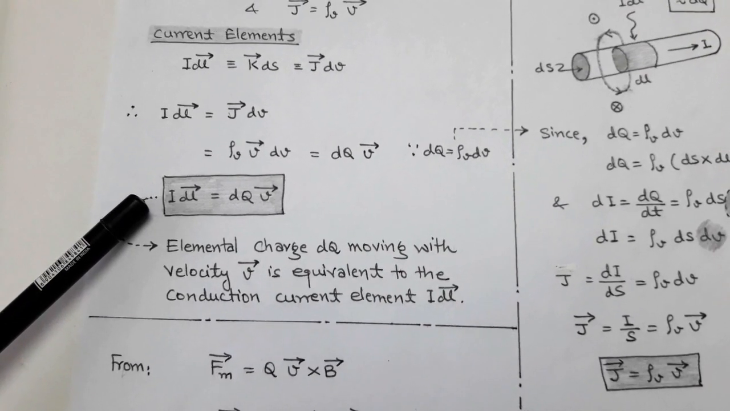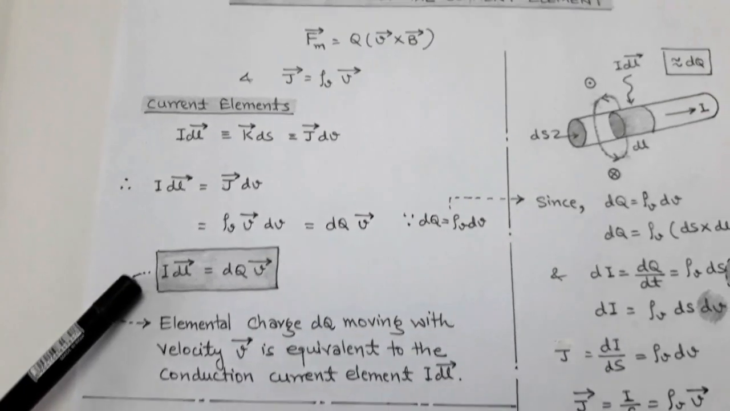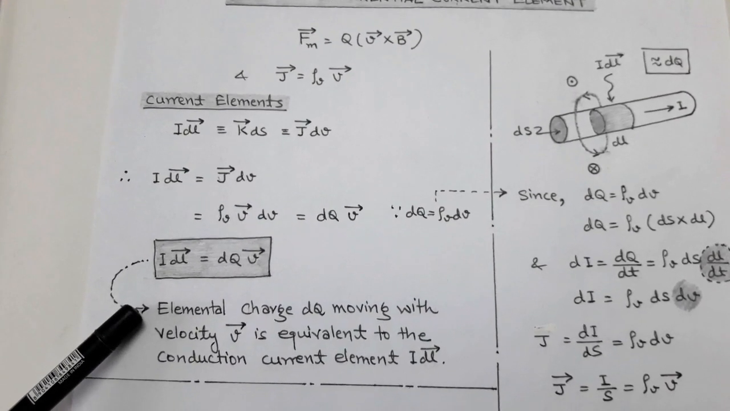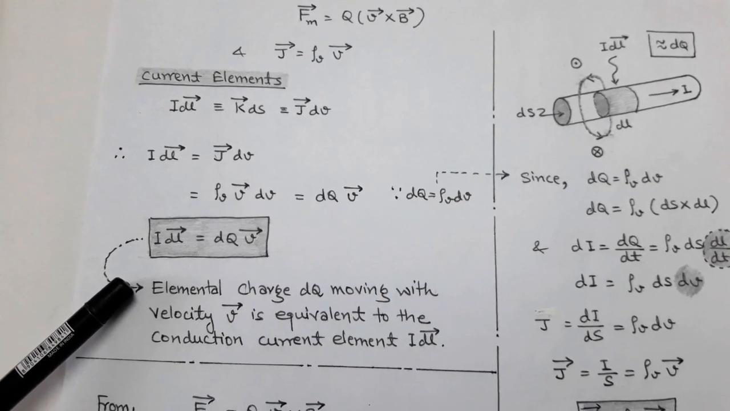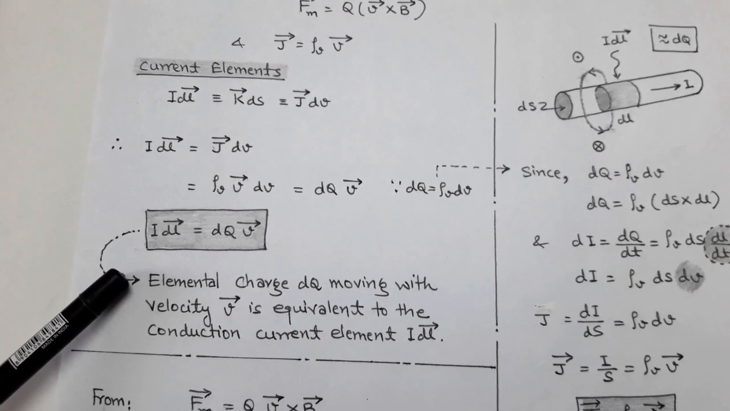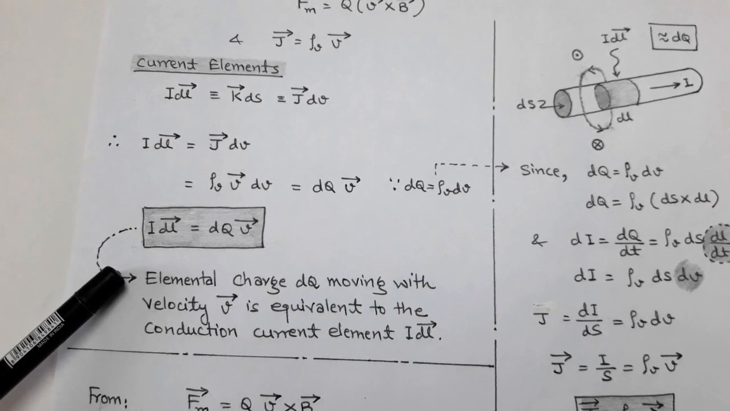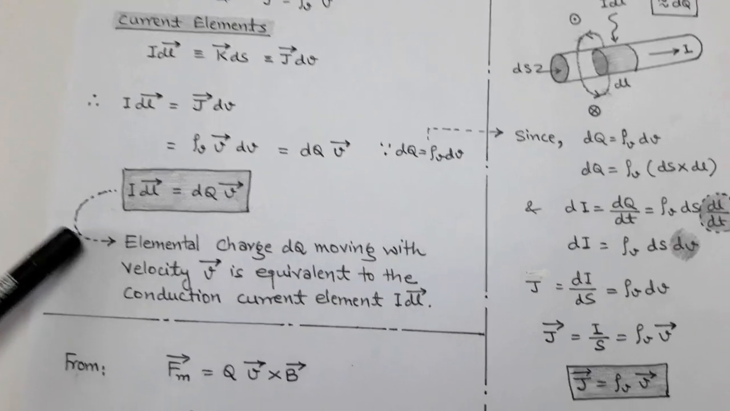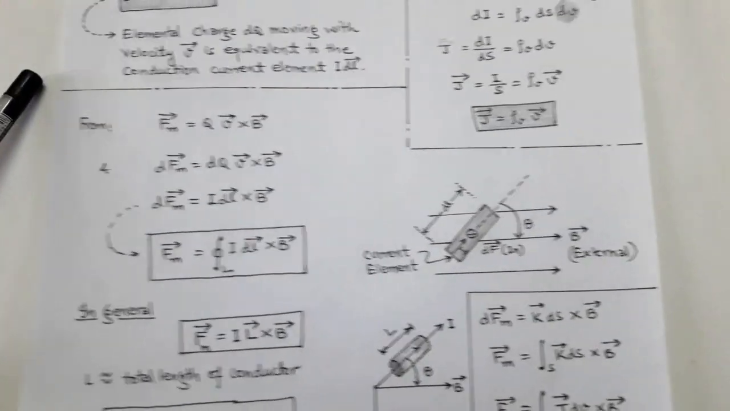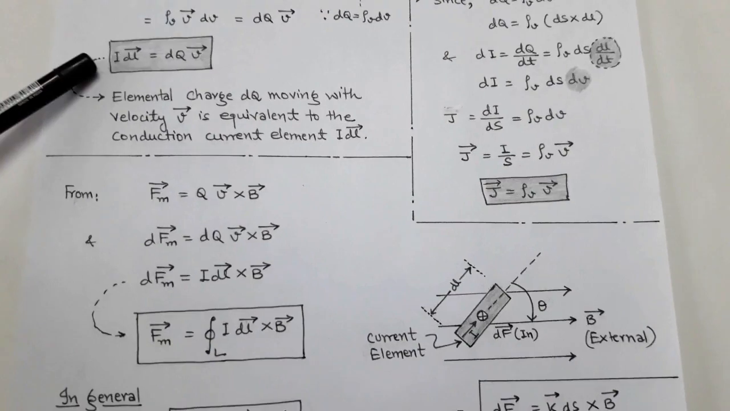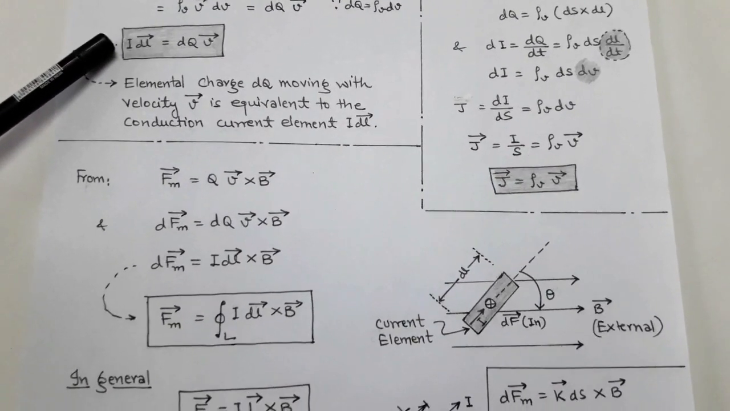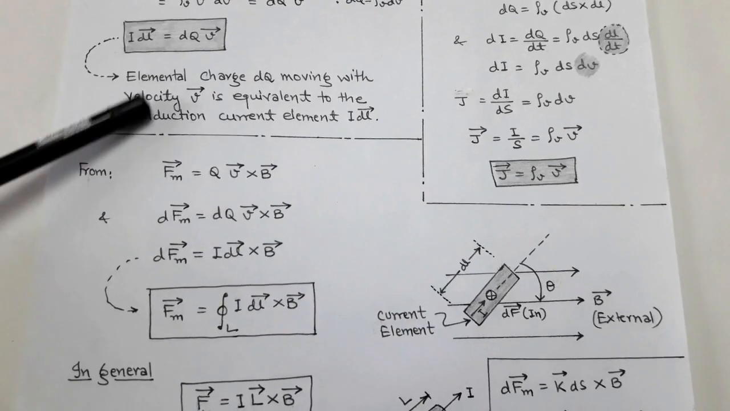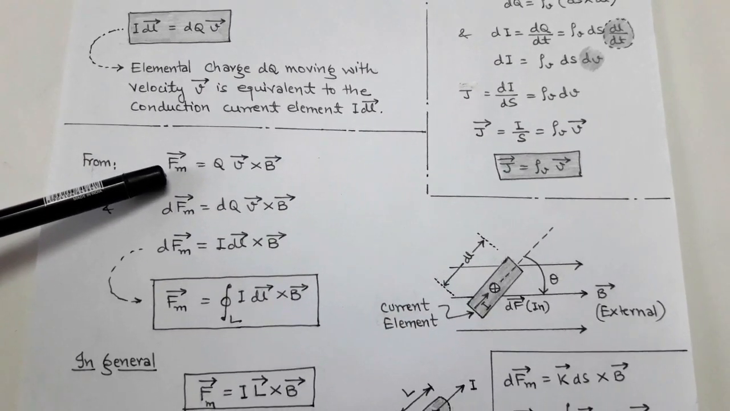can transform into an elemental charge dq that is moving with velocity V vector, because we know that only if the charge is moving with some velocity is there a magnetic force in the external magnetic field. Now here the current element I dl is transformed into an elemental charge dq that is moving with some velocity V vector. Now we take the formula of magnetic force, that is q v cross b.